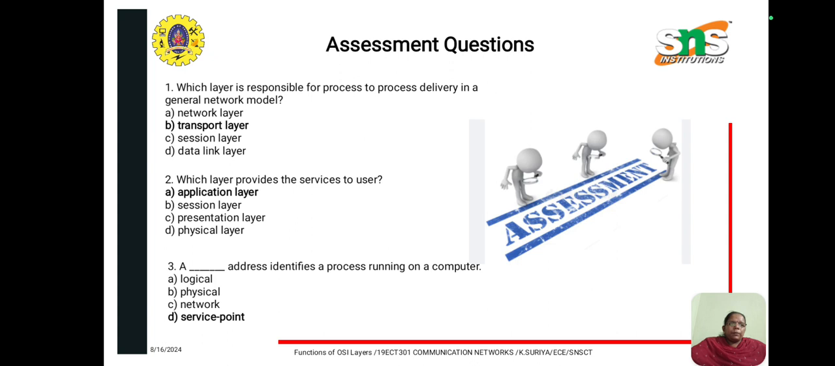Which layer provides the services to the user? It is the application layer. A SAP address identifies a process running on a computer. It is the service point address.